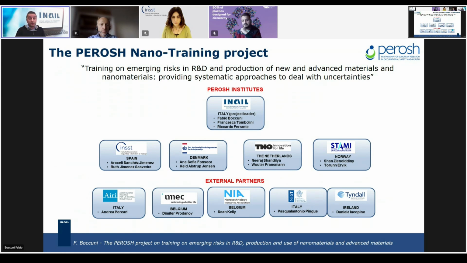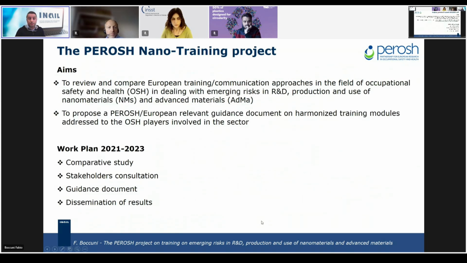Another value of this project was also to involve some external partners that made a strong contribution. Such partners include some universities and research institutes active in the field of nanotechnology and new advanced materials, such as Scuola Normale from Italy, Tyndall Institute from Ireland, and IMEC from Belgium. We also had the opportunity to involve some industrial associations: AIRI in Italy, and Andrea Porcari will be a speaker in this meeting today, and then the Nanotechnology Industry Association at European level. So a very good partnership.